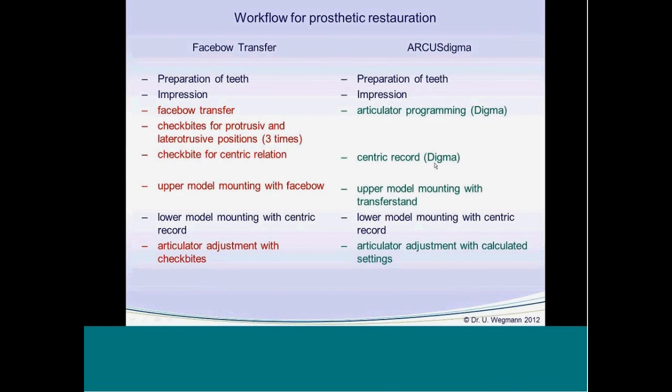Next step in our lab is upper model mounting. Traditionally, we have done it with a face bow. Now we only have to do it with a transfer stand with a KTS. The mounting of the lower model is the same as before with our Centric Record, but then it's very simple to adjust the articulator to the right settings because we have only to use the calculated values and we do not have to handle some check bites to adjust in the articulator.